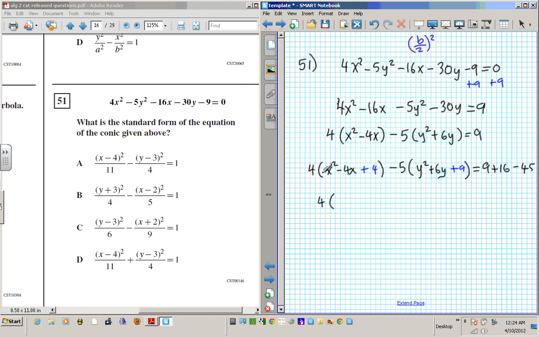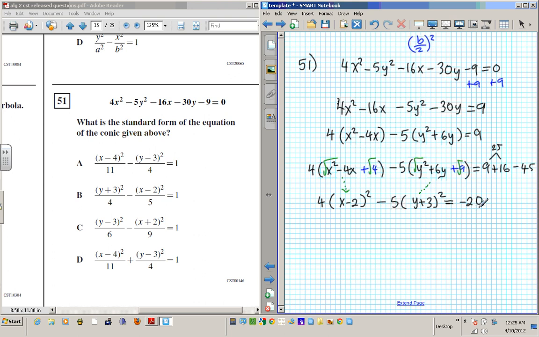Okay, so if I factor this, I'm going to have 4 times, when I root the first and the last and bring down the middle sign, x minus 2 squared, minus 5, same story here, just root the first and the last, bring down the middle sign, y plus 3 squared, equals 9 plus 16 is 25, minus 45 is negative 20, I'm sorry.